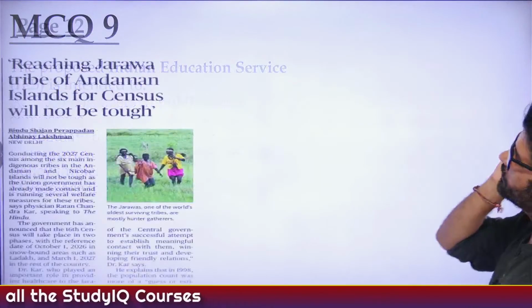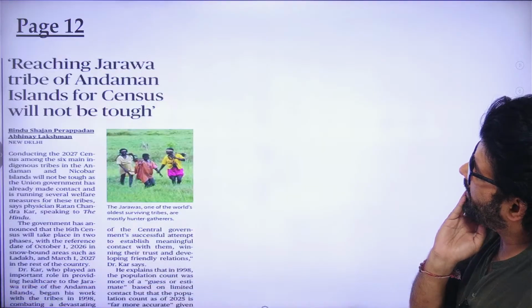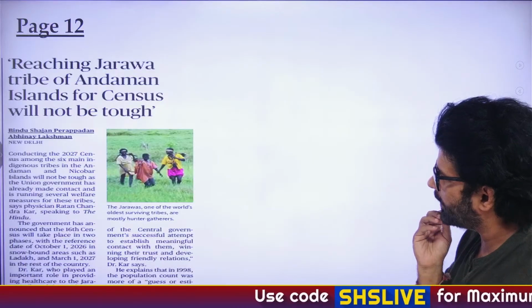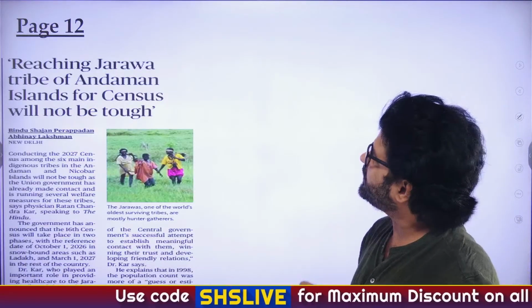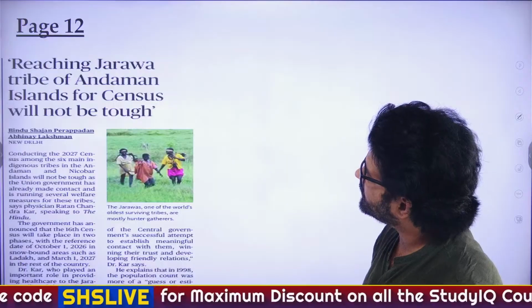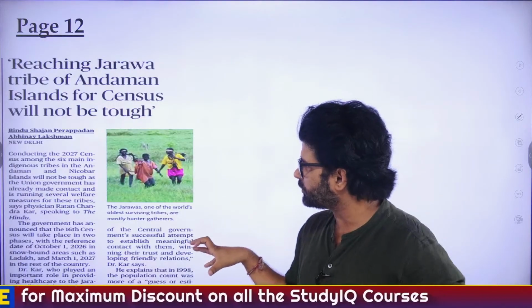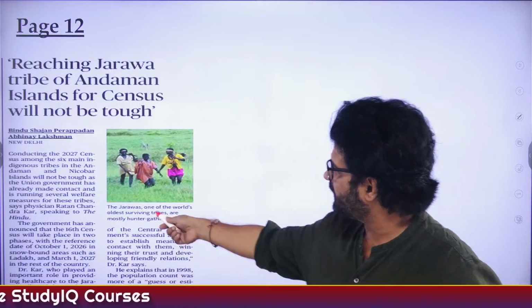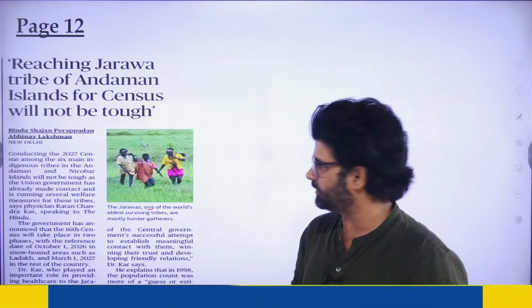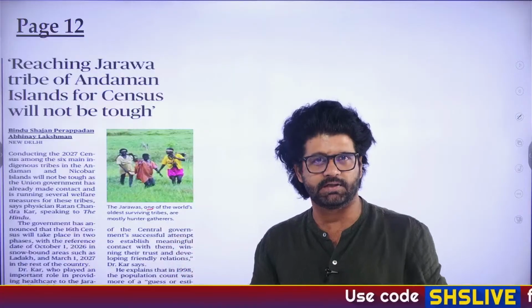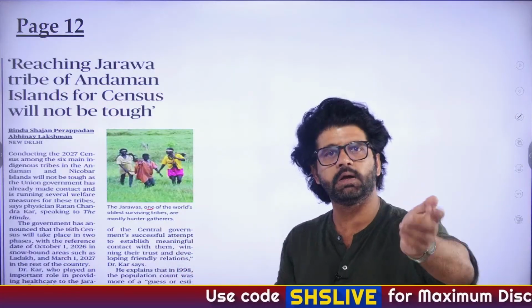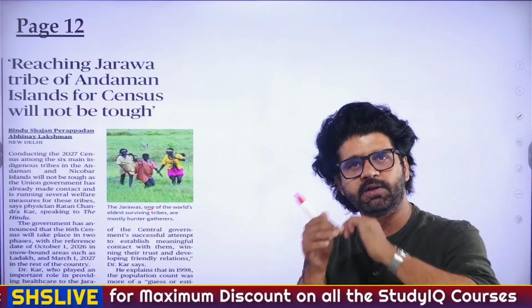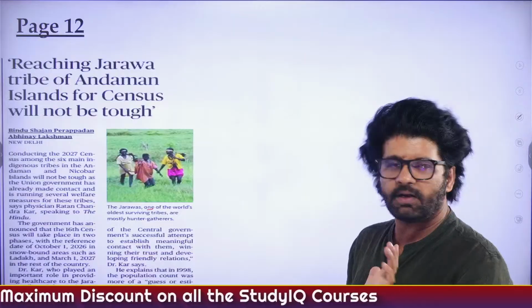See, let's talk about another article, page 12. Again, this article is important because we have to talk about one scheme. Reaching the Jarawa tribe of the Andaman Islands for the census will not be tough. What are the important things? Jarawa tribe. Where do you find them? In the Andaman Islands. Are they one of the world's oldest surviving tribes? Yes. They are mostly hunter-gatherers, Paleolithic people, Mesolithic people, and some Neolithic people also. In the Neolithic, agriculture started, but it's not like everybody started doing agriculture at the same time. Some of them were still hunter-gatherers.